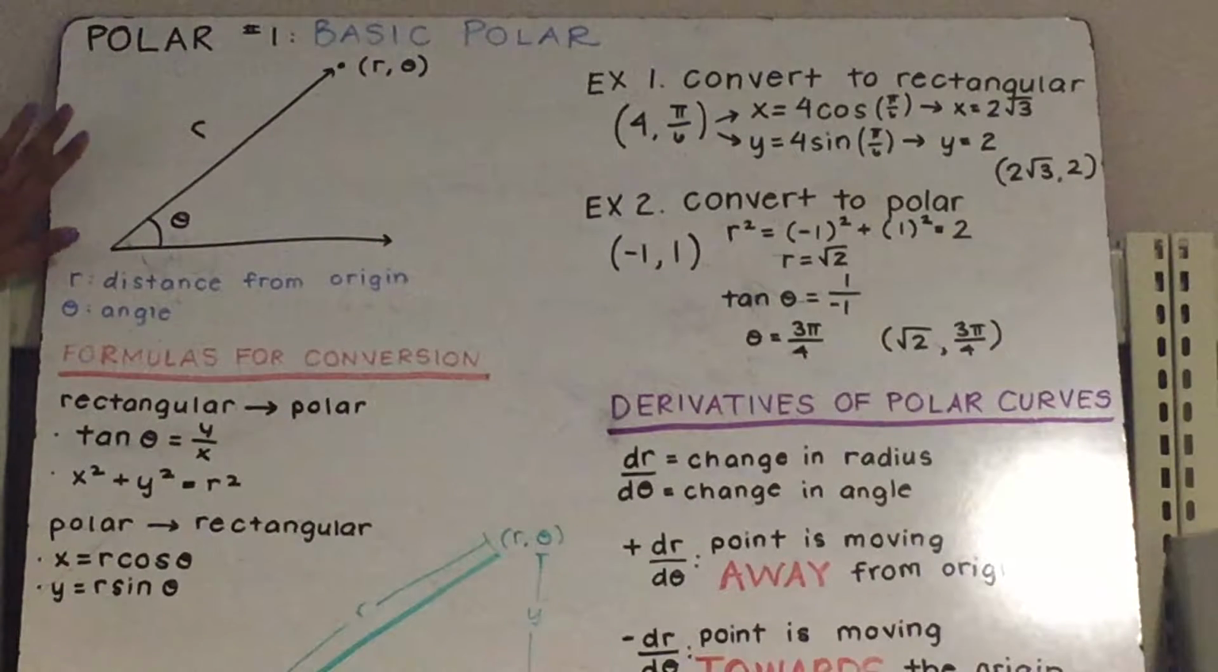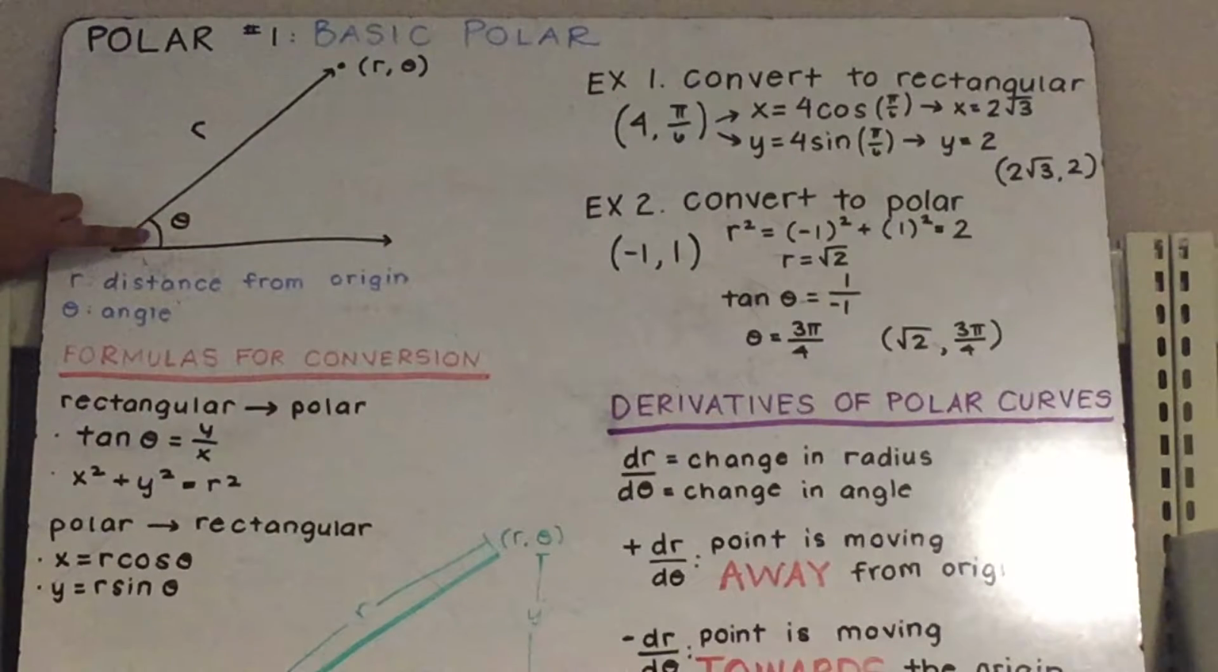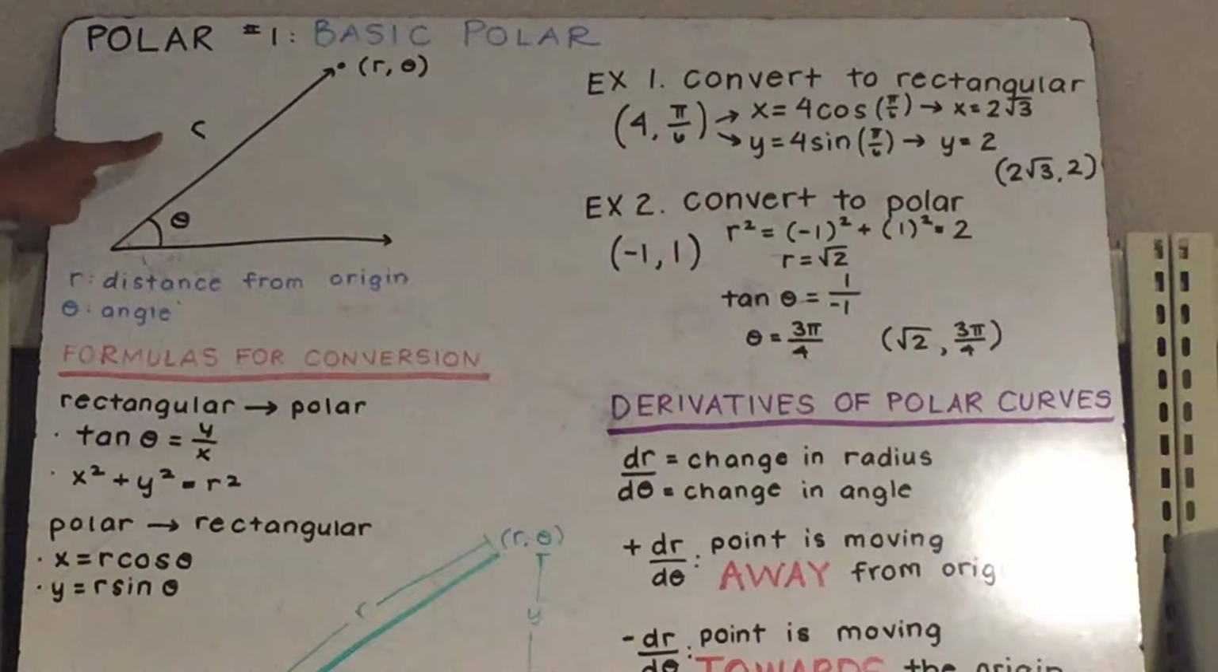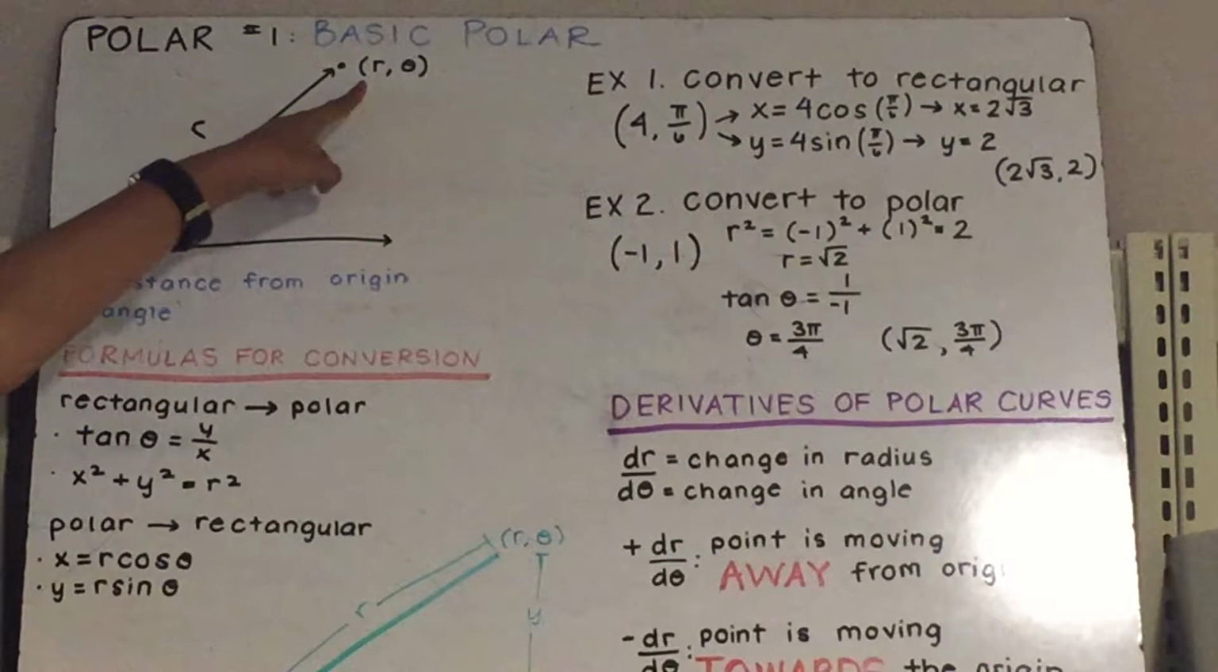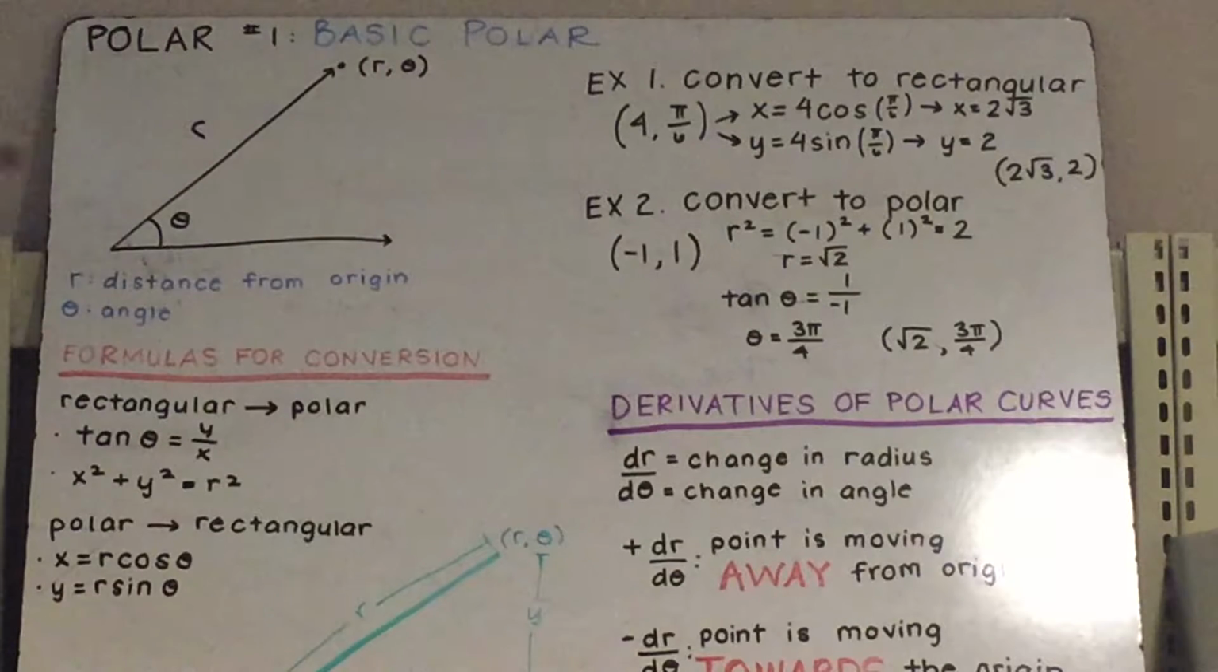So in this graph right here, I have two lines, and you can see theta is the angle and r is the distance from the origin. So if this is the origin, r is the distance, and that's defined as r comma theta. It's important to know how to convert from rectangular, so that's your xy coordinates, to polar, and from polar back to rectangular. So these four formulas are what you need to know.